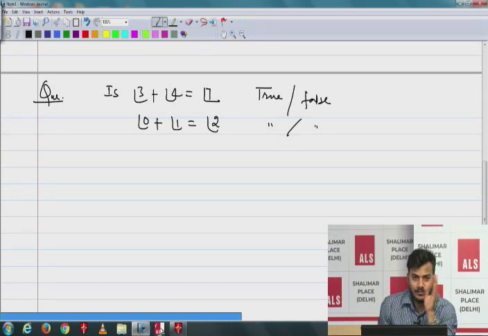See, 3 plus 4 is 7, no doubt. But that doesn't mean that if we apply factorial, it will still be applicable. Like 3 factorial, if you add it with 4 factorial, it will give you 7 factorial, right? Check it, you know all the values. Yes, check all the values.